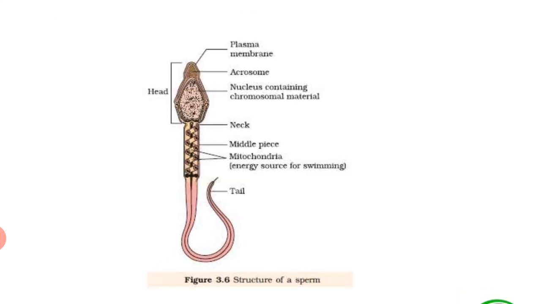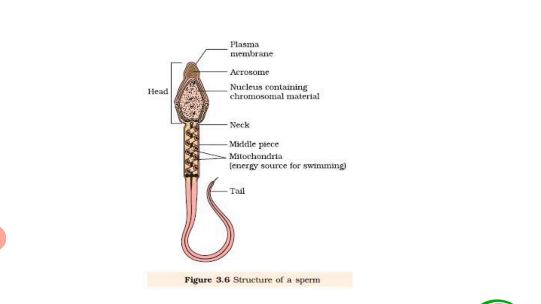Then coming to the next part, the neck. The neck is a short constricted region present between the head and the middle piece. The middle piece possesses a number of mitochondria, and these mitochondria provide energy for the movement of the tail, which helps in sperm motility, which is necessary for fertilization.